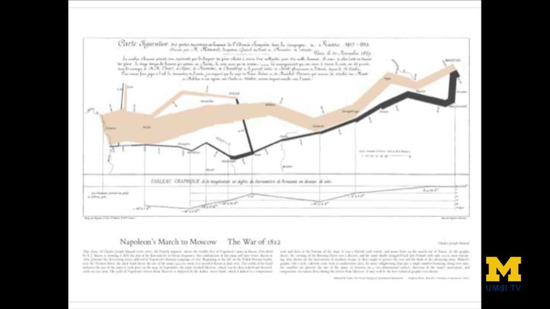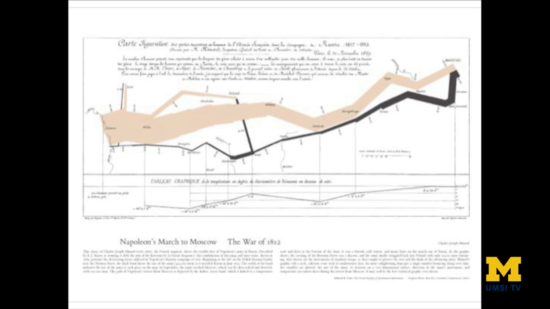So you can see at the starting point, the dark line shows where his army size was at the end of the march, and obviously they got decimated, right? You can see that as their army got smaller and smaller as they got closer to Russia, and on the way back, they barely survived, and barely a group of them made it back.